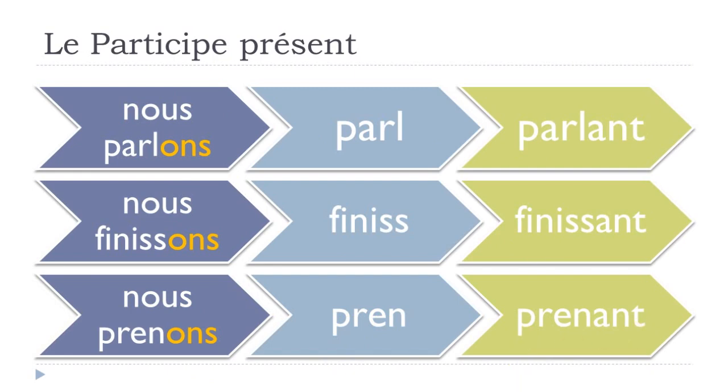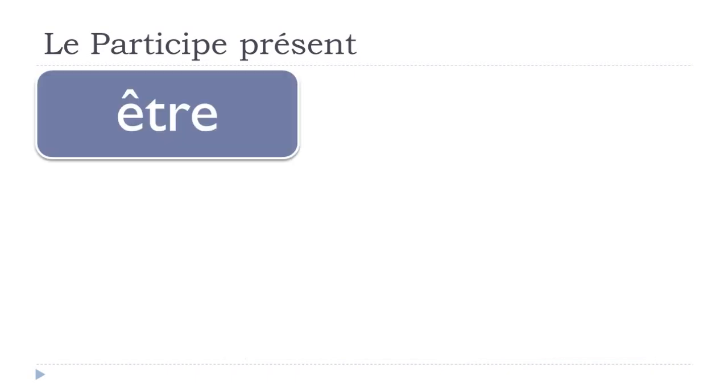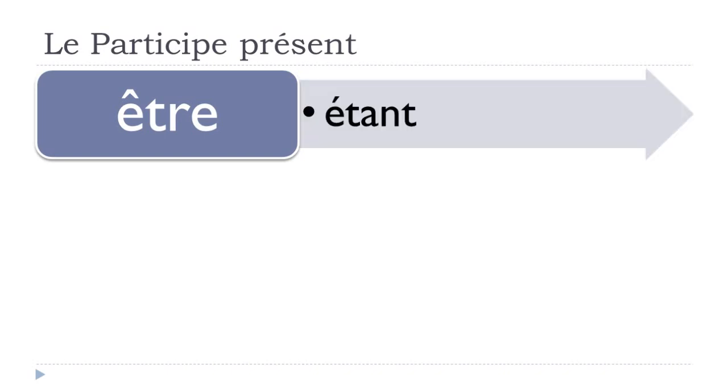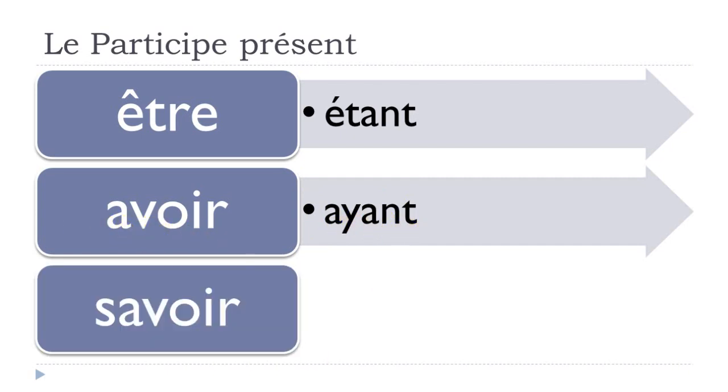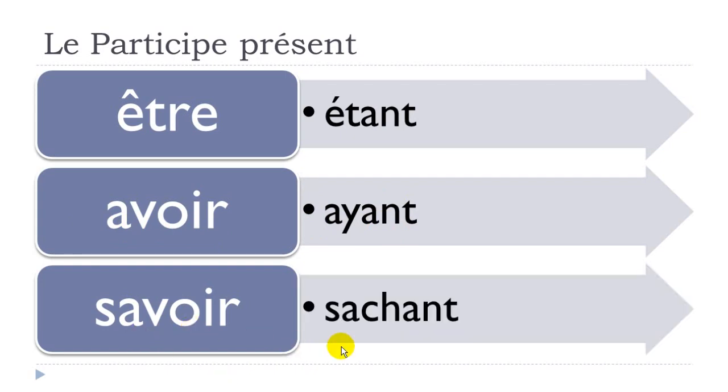Alright, but then of course, you know the French language, we've got exceptions. But the good thing is that we've got only 3 exceptions. The first one is être, and it will give you étant. So étant will be the participe présent form of être. Être is to be. And then avoir, of course, to have, and you will get ayant. Okay, ayant will be the participe présent form of avoir. And the last one will be savoir. Savoir is to know, and we will get sachant. Okay, sachant. So étant for être, ayant for avoir, and then sachant for savoir.